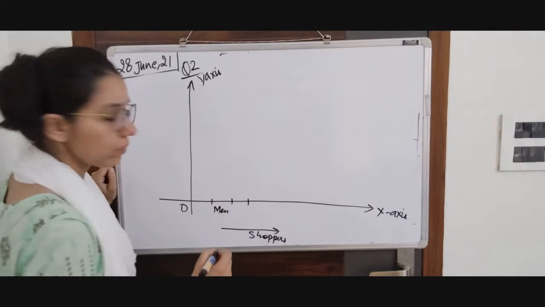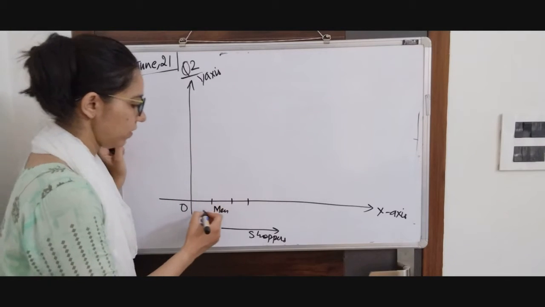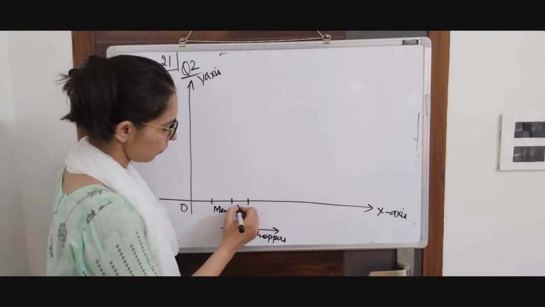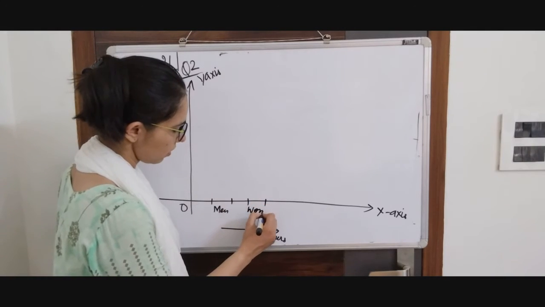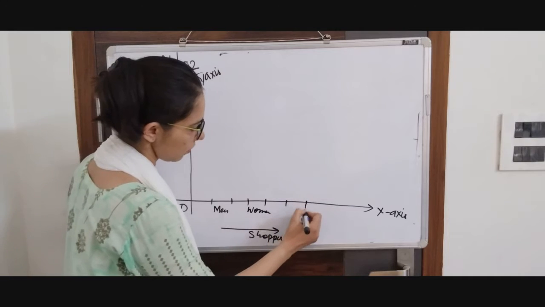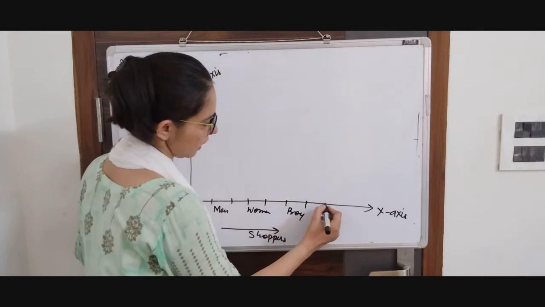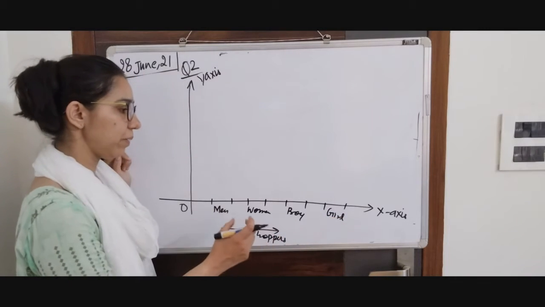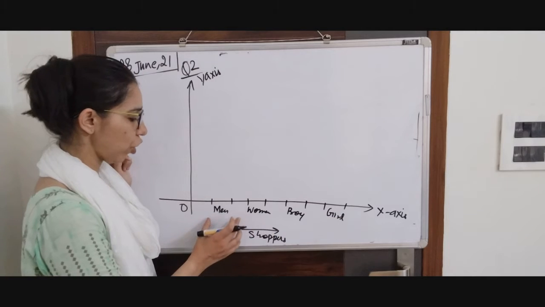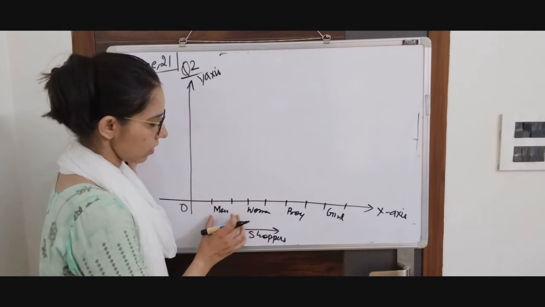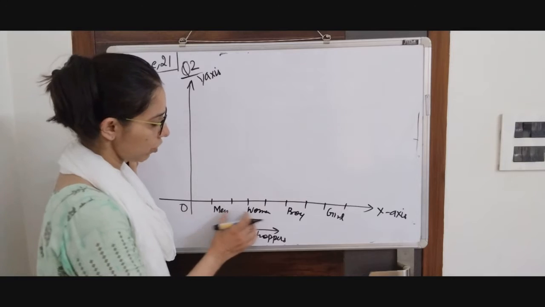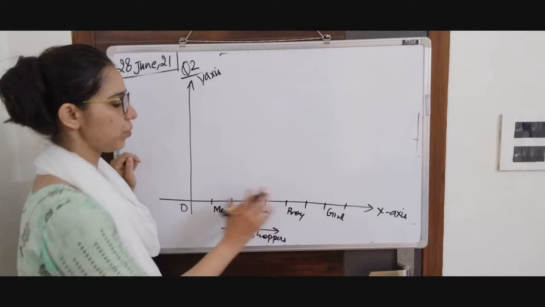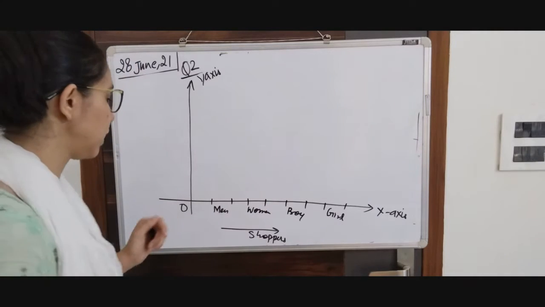Next we will leave space. Then we will have women. Leave the gap. Then we have boy. Then leave the gap. Then we have girl. You can represent your shoppers in a different manner also. You can write your man here, boy here, or woman here, or girl here, anywhere. You just have to represent all the shoppers. This is the key point.